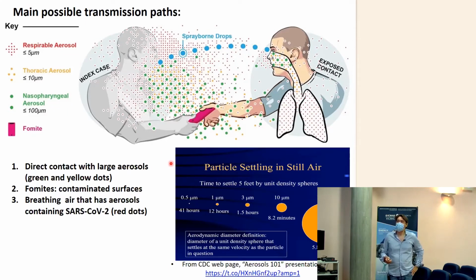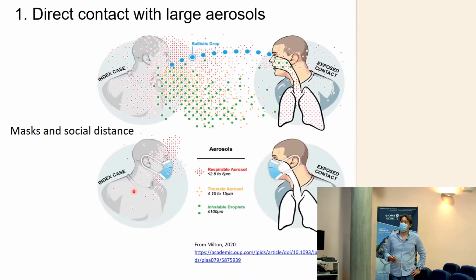So how do we avoid these three routes of transmission? Well, the first one is the easiest one, and we have been doing it from the very beginning. To avoid large droplets that stay only a short time in the air, the best way is, of course, to wear a mask that protects your mucous membranes from these droplets, and to keep social distance. With that, you should avoid most of this transmission path, okay?